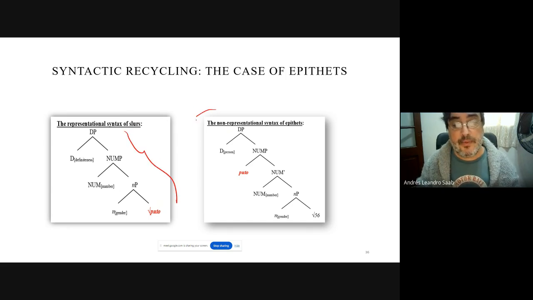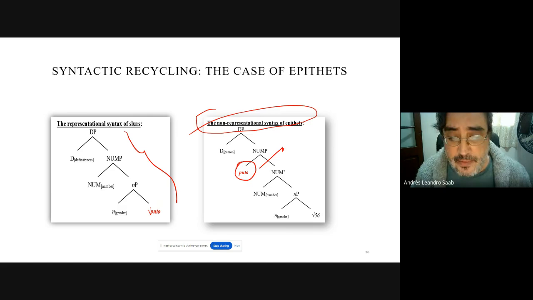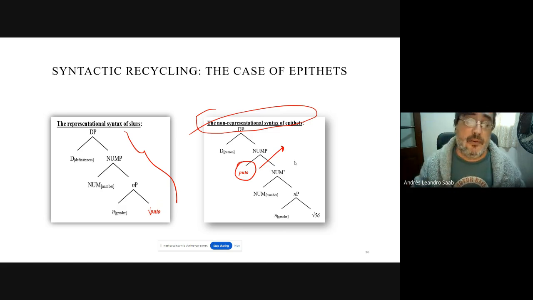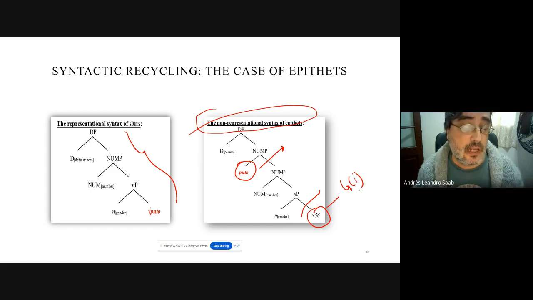And then you have a non-representational syntax for epithets, which basically consists in merging the slur in a non-predicative position, so canceling the truth conditional dimension and preserving only the communication of the stereotype of the expressive meaning. Okay. There is also another crucial difference, which is that I'm analyzing epithets as being pronominals. So this is an index, and this index is subject to an assignment function. Okay.